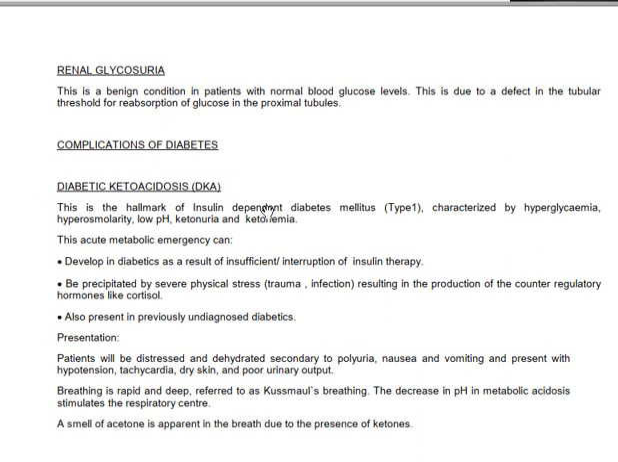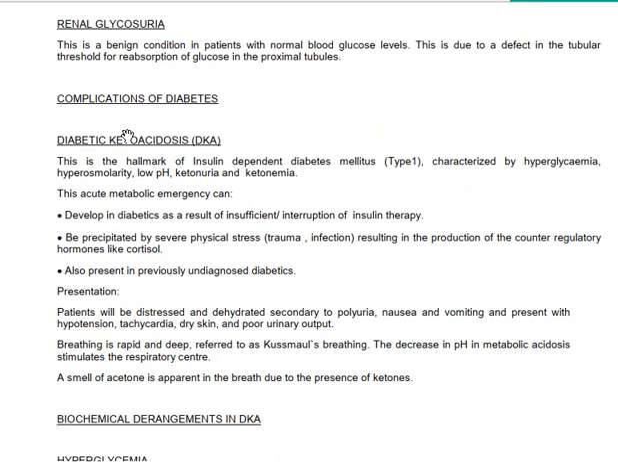Now, what are the complications of diabetes? Complications of diabetes can be divided into acute and then chronic complications of diabetes. Now, for the acute complications of diabetes, you have diabetic ketoacidosis. It is the first acute complication of diabetes. So, for acute complications of diabetes, you have diabetic ketoacidosis.